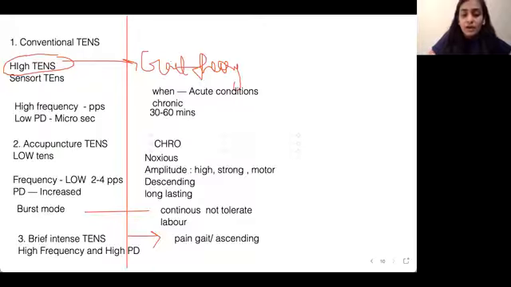Why don't we give acupuncture TENS in acute pain? Because they won't be able to tolerate the noxious stimuli. So you have to give it in chronic pain. And if a person cannot tolerate the acupuncture TENS, the burst mode can be beneficial. For pregnancy, during labor, you can prefer the burst mode. And your third type, that is your brief intense TENS, high frequency, high pulse duration, is your pain gate or your ascending mechanism again, and it is given prior to performing any kind of procedure. There's one more TENS, which is called a hyperstimulation TENS.